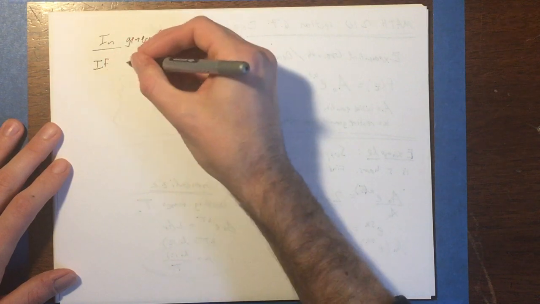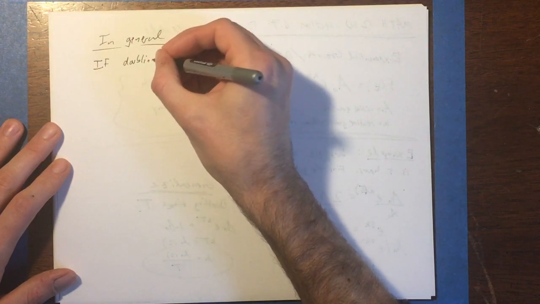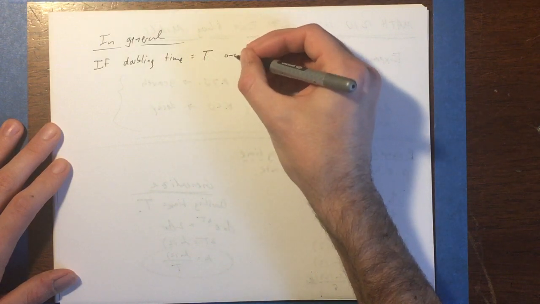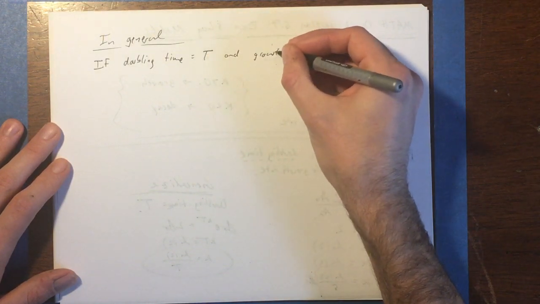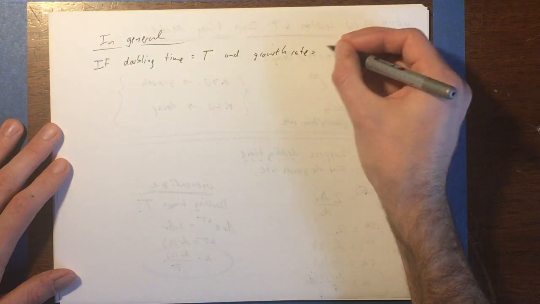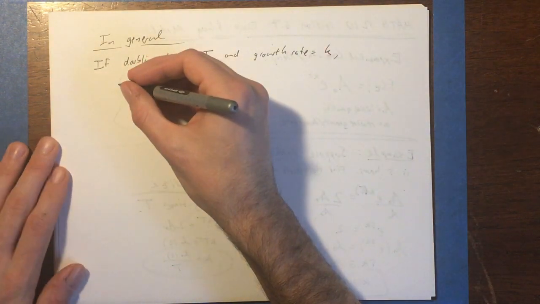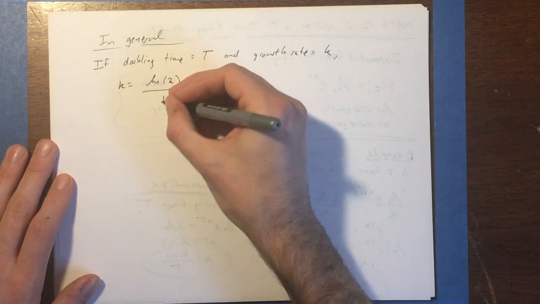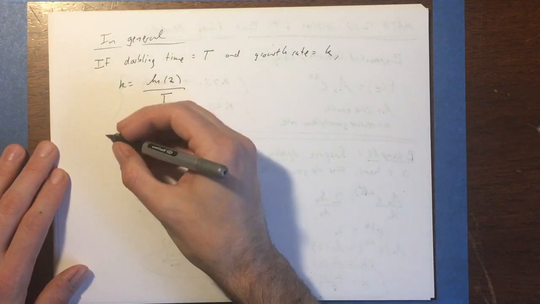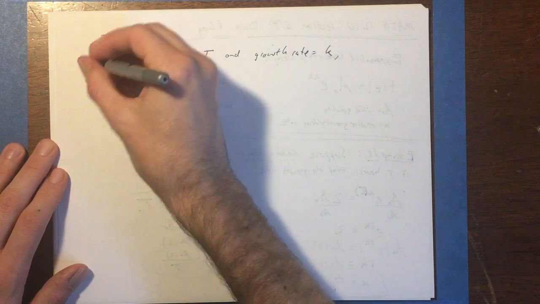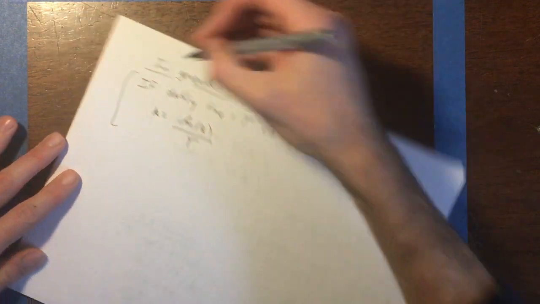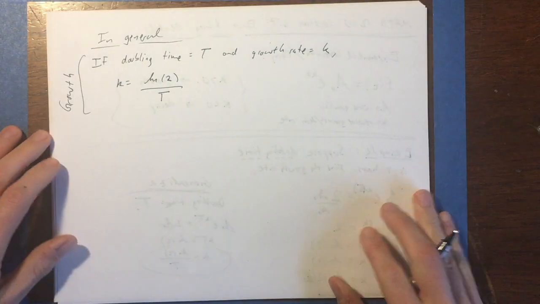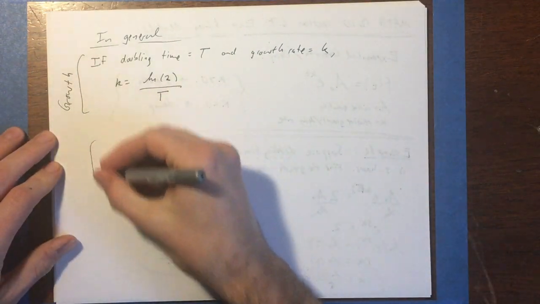So we can write down this nice simple formula in general. If doubling time is t and growth rate is k, k always equals the natural log of 2 divided by t. And so that is for growth. Okay. Growth. You can write down a similar formula for decay.